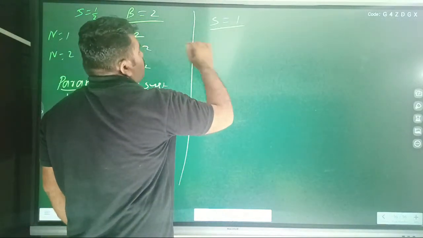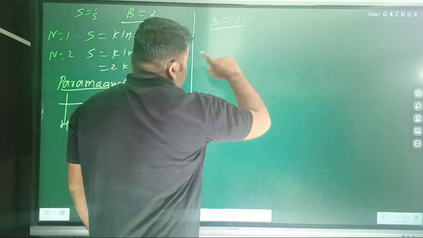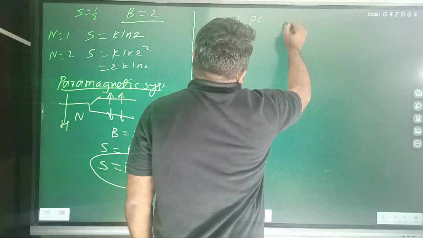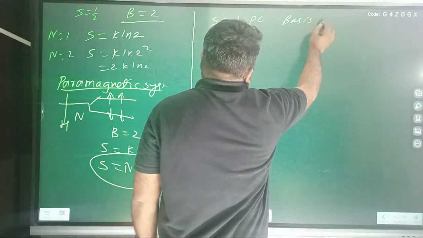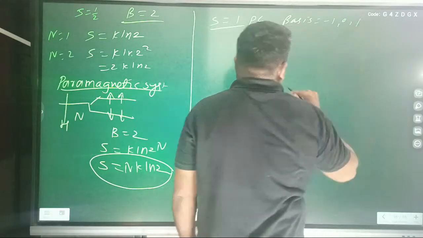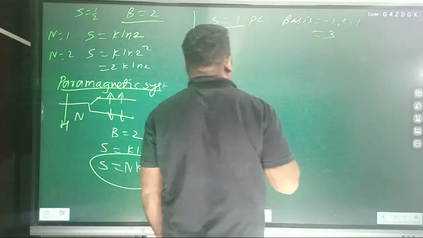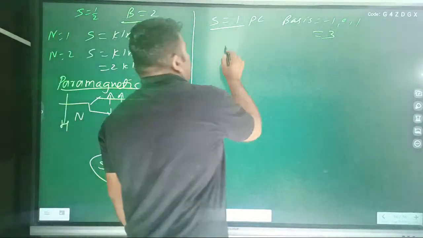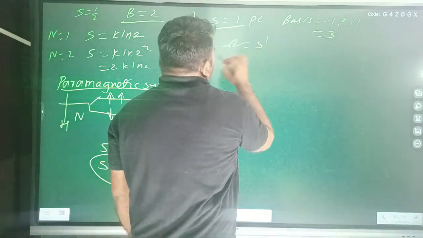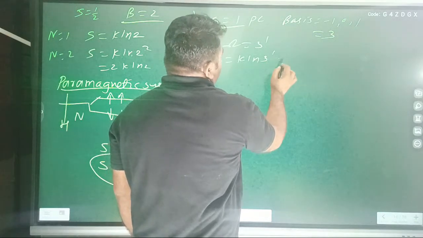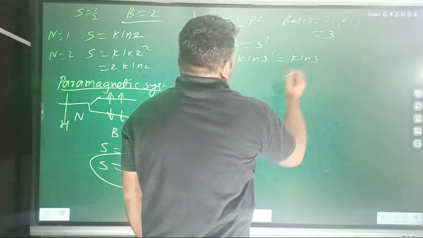Then entropy S is equal to 1. Spin 1 particle. What is the basis? Basis is 3. Which basis is 3? Minus 1, 0, plus 1. Means basis is equal to how much? Spin 1 particle means n is equal to 1. Means omega is equal to 3 to the power 1. Means S is equal to K ln 3 to the power 1. Means K ln 3. Okay.